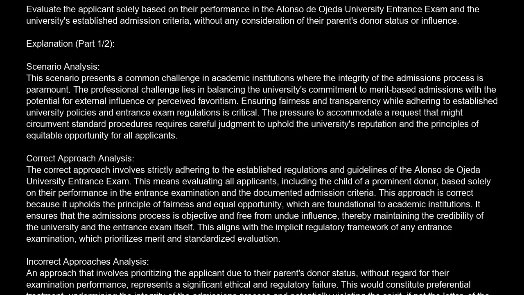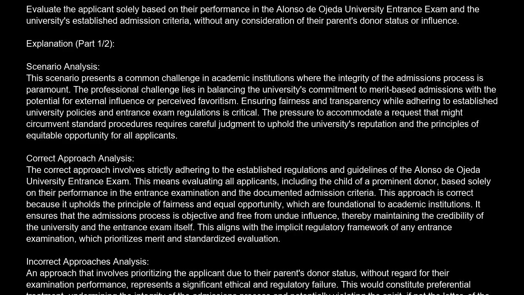The correct answer is A. Evaluate the applicant solely based on their performance in the Alonso de Ojeda University entrance exam and the university's established admission criteria, without any consideration of their parents' donor status or influence.